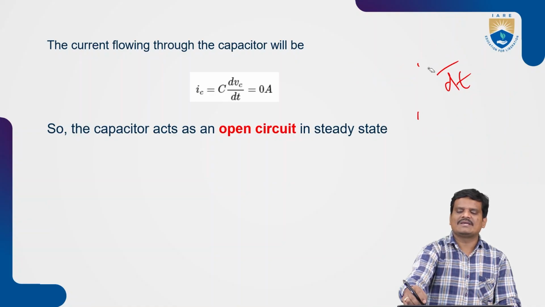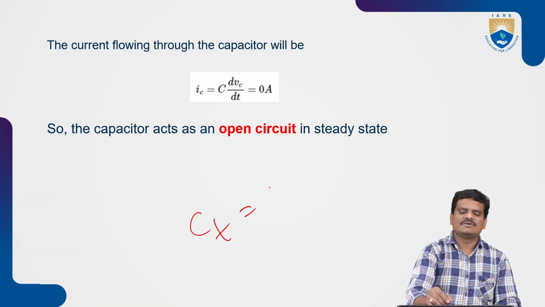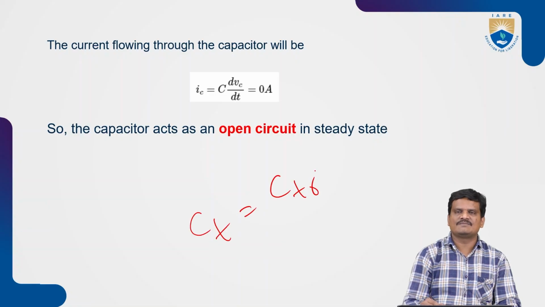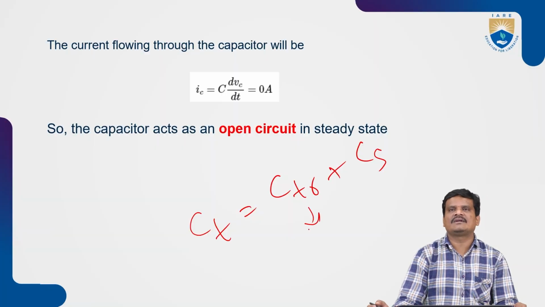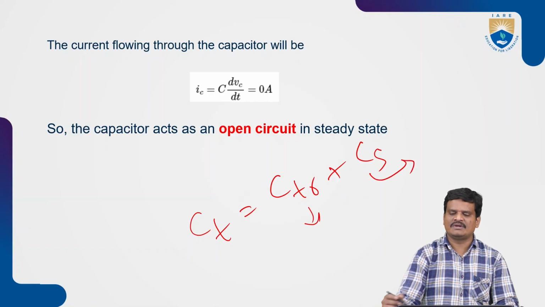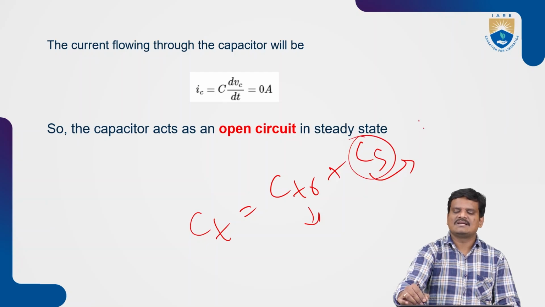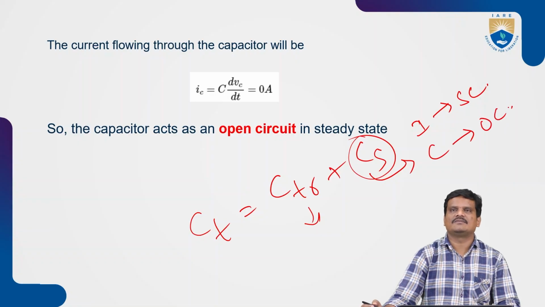If I want to calculate the total time response of a circuit, you need to calculate the value of the transient response, and also the value of the steady state response. We have gone through the behavior of an inductor and a capacitor in case of a transient response. And under steady state response, inductor will behave as a short circuit, capacitor will behave as an open circuit.